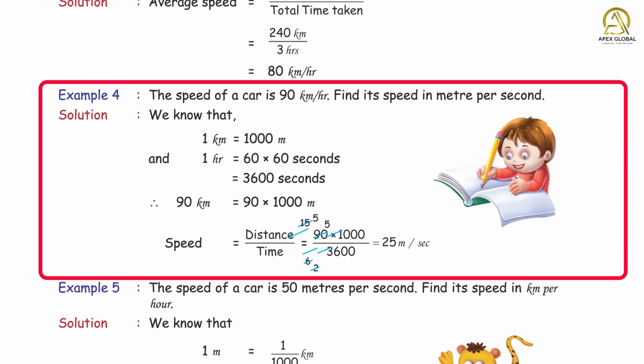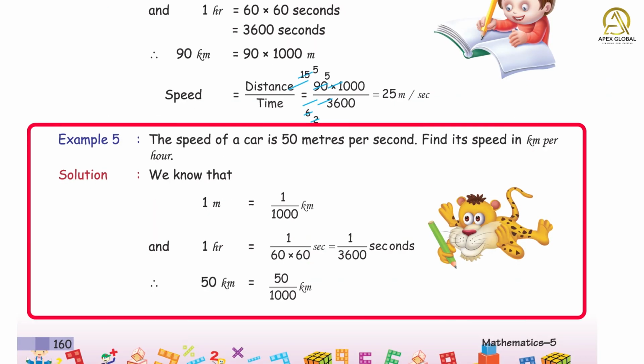Solution. We know that 1 km equals 1000 meter and 1 hour equals 60 into 60 seconds equals 3600 seconds. 90 km equals 90 into 1000 meter. Speed equals distance upon time equals 90 into 1000 upon 3600 equals 25 meter per second. Example 5. The speed of a car is 50 meters per second.